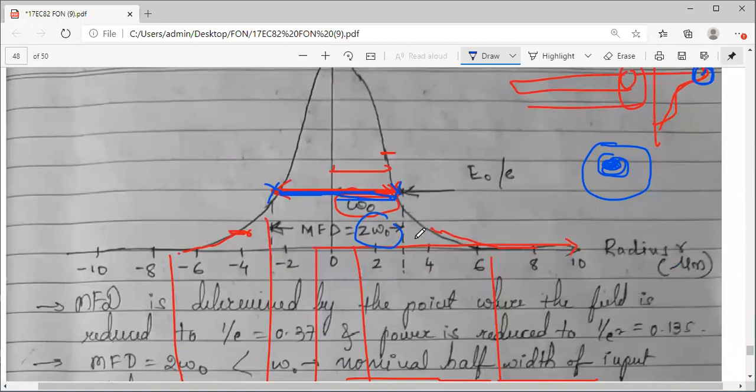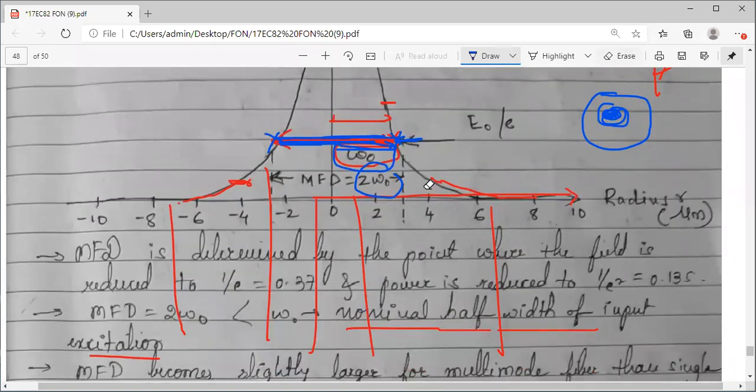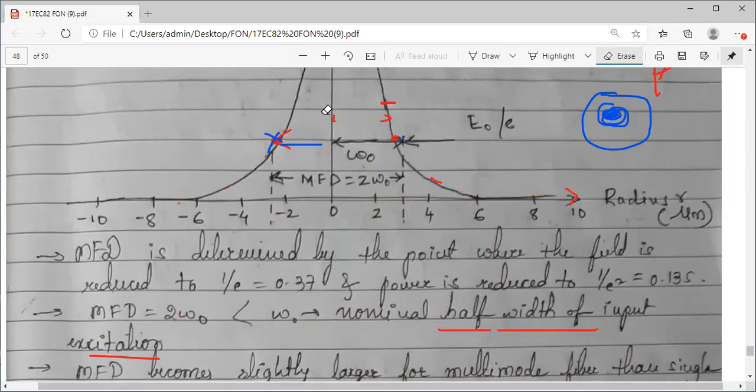So this structure, the Gaussian distribution of the field, is important. If the maximum point is E naught, then the point at 0.37 times E naught, those 2 opposite points, if you join them, this total distance will be MFD. Half of that distance is called spot size. The terms are new to you. You should be familiar with these terms. Again and again, you should be using them.